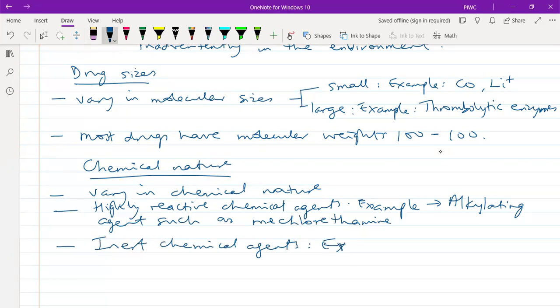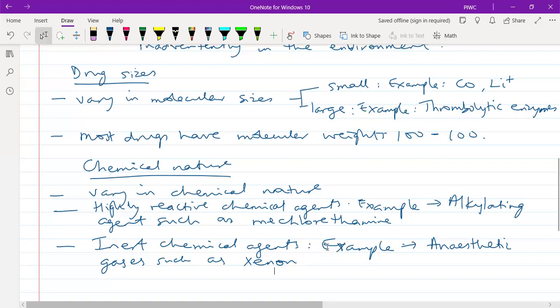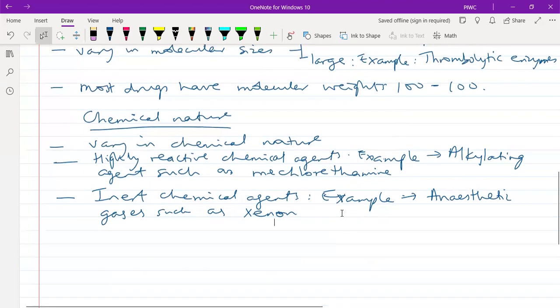An example would be an anesthetic gas, such as xenon. Okay, so xenon is a non-reactive agent, or it's one of the inert gases. So it doesn't react chemically.